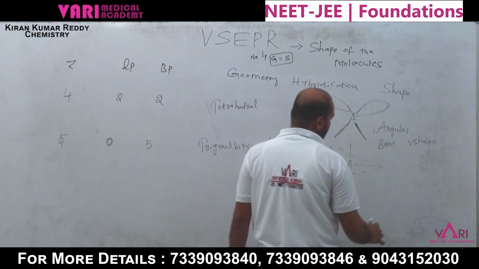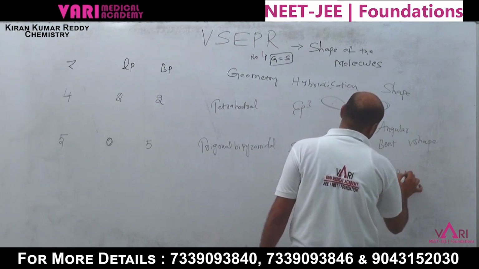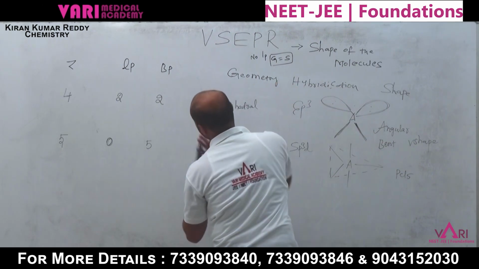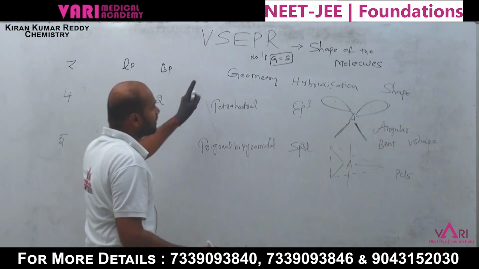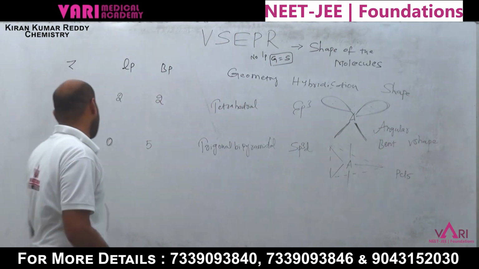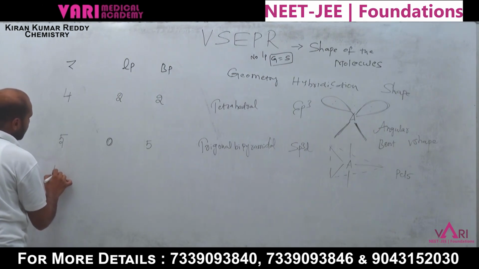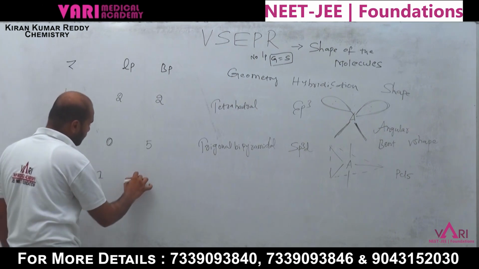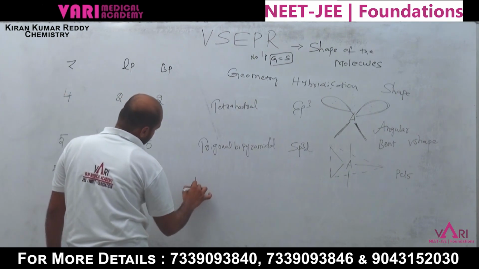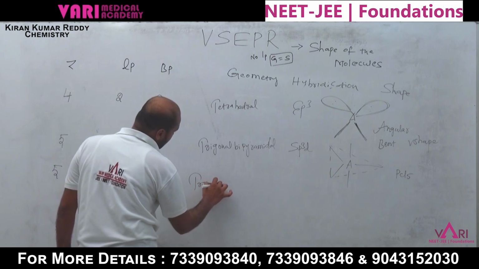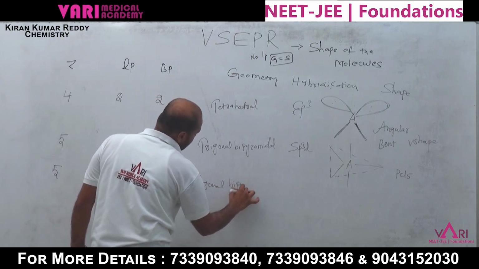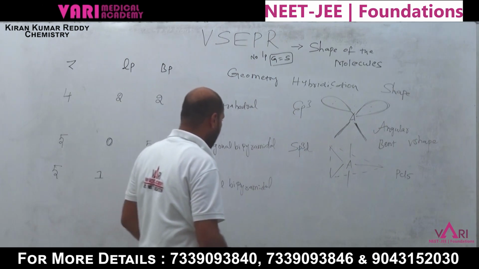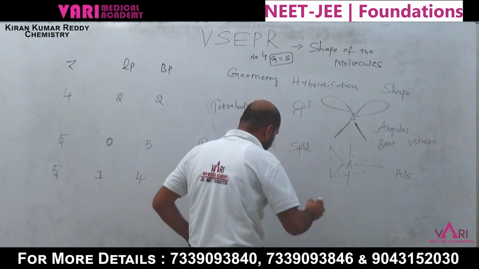The example is PCl5, because geometry equals shape when no lone pair is present. If a lone pair is present, geometry is not equal to shape. Remember that. If I am taking Z is equal to 5 and 1 lone pair is present and 4 bond pairs are present, the geometry is already known: trigonal bipyramidal geometry.